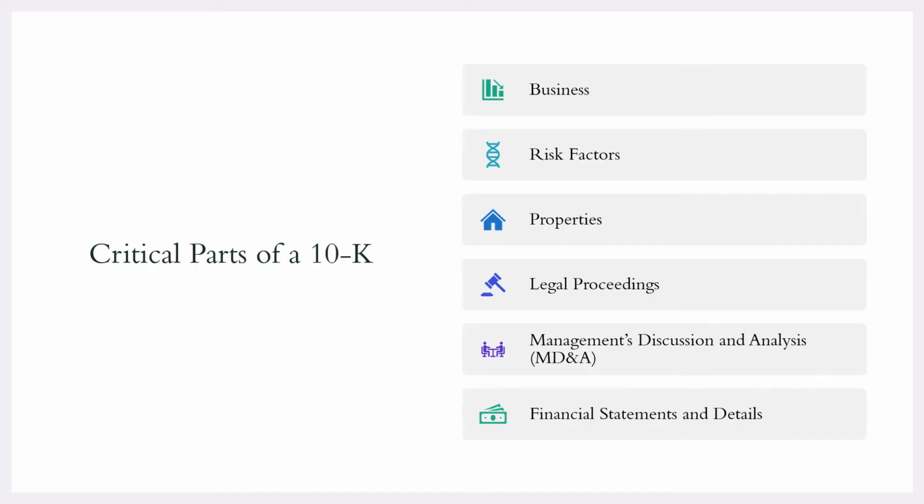There are 6 main parts to any 10K that you must know: business, risk factors, properties, legal proceedings, management's discussion and analysis, also called MD&A, and financial statements and details.